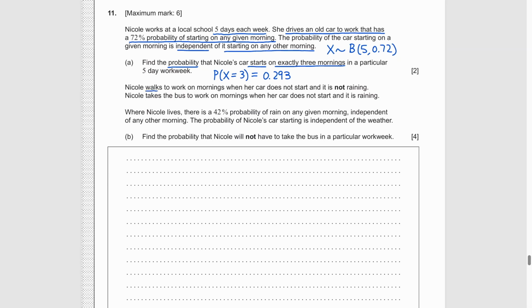Part B. She walks to work when her car doesn't work and it is not raining, and she takes the bus when the car doesn't work and it is raining. We know that the probability of rain is 0.42. We want to find the probability that she doesn't have to take the bus on any of the 5 working days.